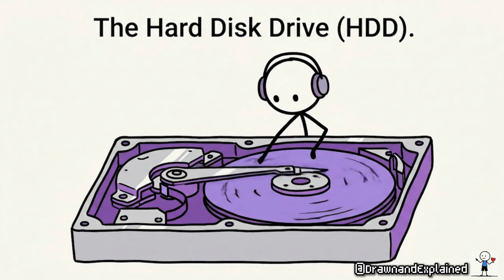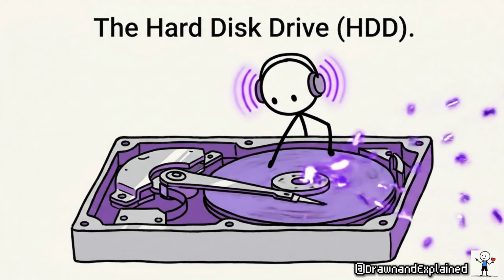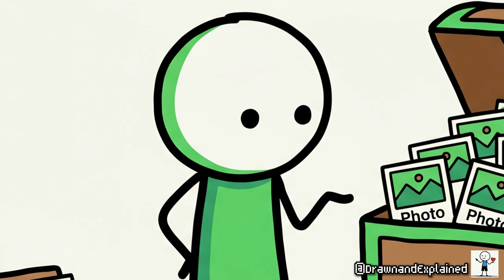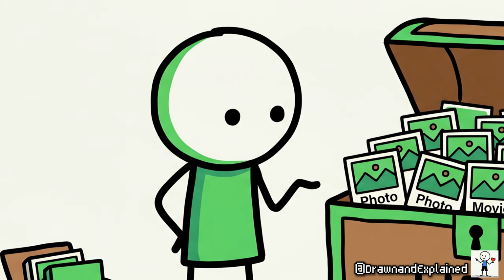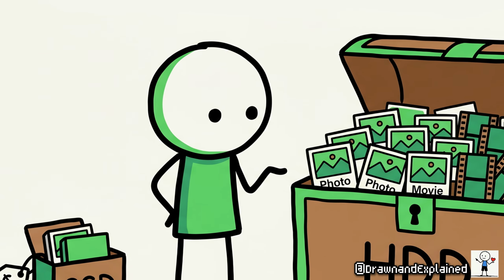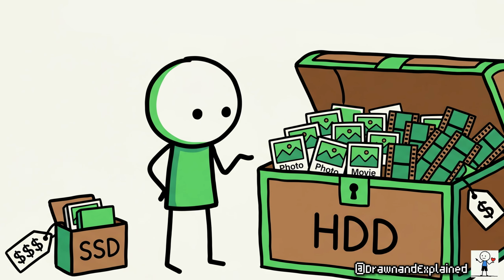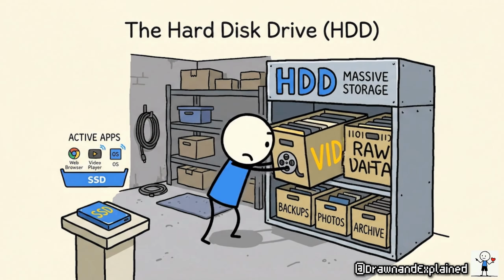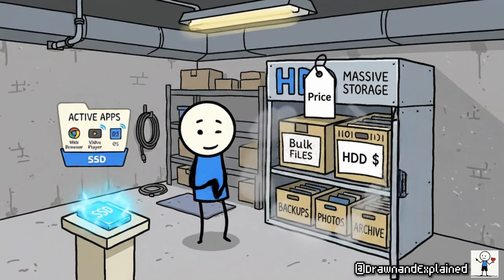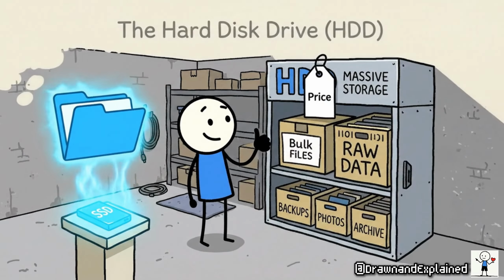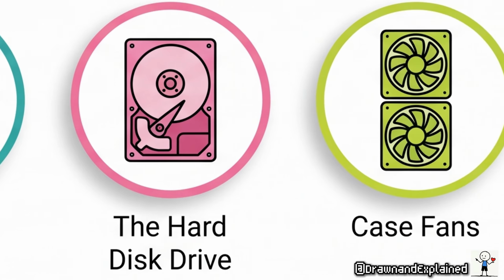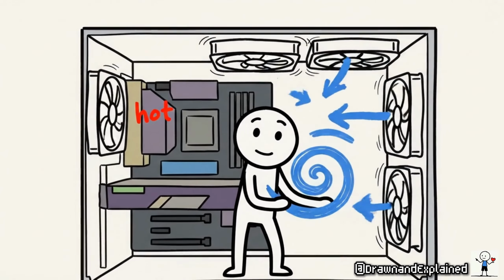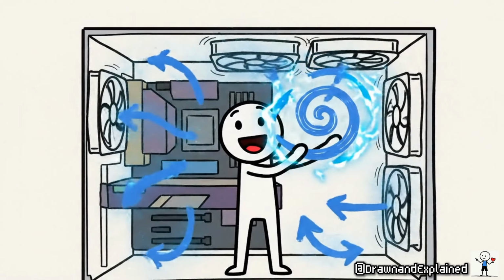The hard disk drive. This older form of storage uses spinning magnetic platters and a moving read-write arm to store data. While it is much slower than a solid-state drive, it is far more affordable for storing massive amounts of information like photo libraries or long videos. Many people still use these as secondary drives to keep their bulkier files tucked away without spending a lot of money.